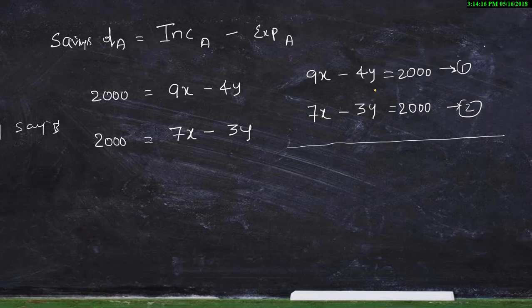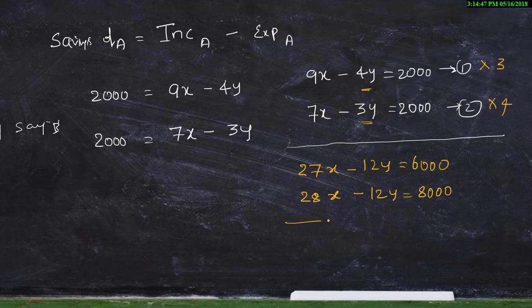It is better to eliminate y because y has the smaller numbers, right? Here it is 4, here it is 3. I'll multiply the first equation with 3 and the second equation with 4. So we'll get 27x minus 12y is equal to 6000. Similarly, 28x minus 12y is equal to 8,000.